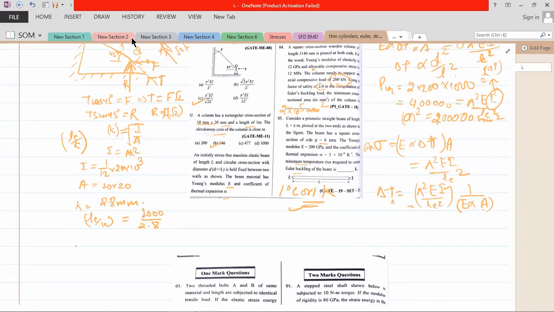Yeah, someone asked about the last sum. So consider a prismatic straight beam of length L, 5 meter, pinned at both ends. This is the question he or she is asking. The Young modulus is given, coefficient of thermal expansion, and the minimum temperature rise to cause buckling. You know that when temperature rises, the rod will elongate. But both ends are constrained, so they cannot move.